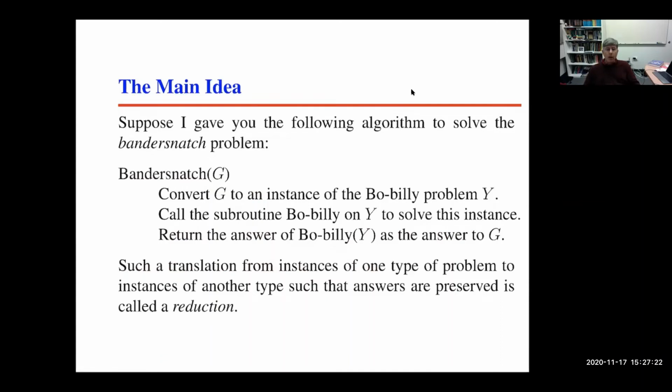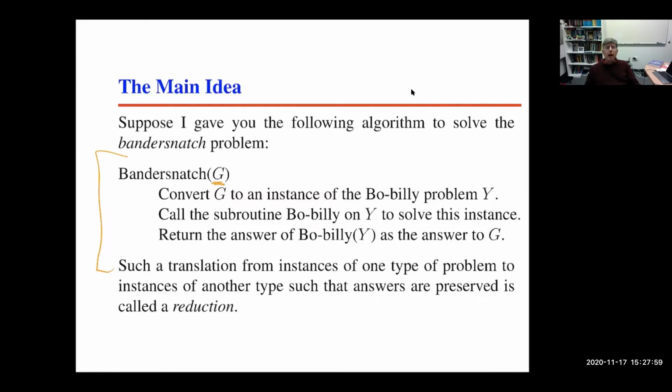What I want to show you is an algorithm to solve the Bandersnatch problem. What is the Bandersnatch problem? It's just the name of a problem. Maybe it's traveling salesman. Maybe it is independent set. Maybe it's shortest path. Maybe it's, I don't know what it is. But this is an algorithm to solve the Bandersnatch problem. Take the Bandersnatch problem, which happens to work on an input of G.